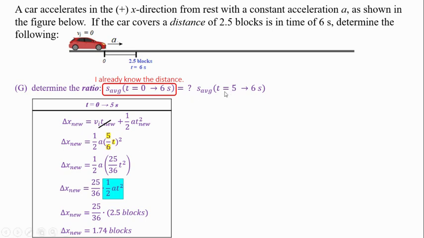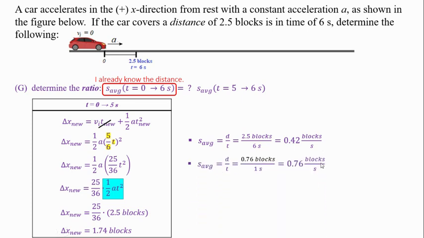But the question here asks us to compare the average speed from 5 to 6. And that's okay. Here comes the thinking part. Well, the first part's easy, right? The left side of the equal sign is easy. Like I said earlier, we know the distance is 2.5 blocks. We know the time is 6 seconds. So here in my work, I have 2.5 blocks divided by 6 seconds. So therefore you get 0.42 blocks per second. Again, you don't get the units here, but if you want, you can write it blocks per second, whatever it is that's given to you.